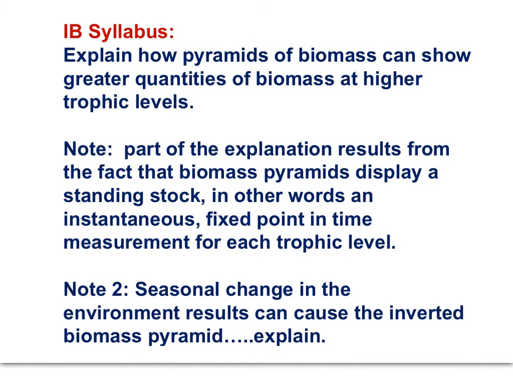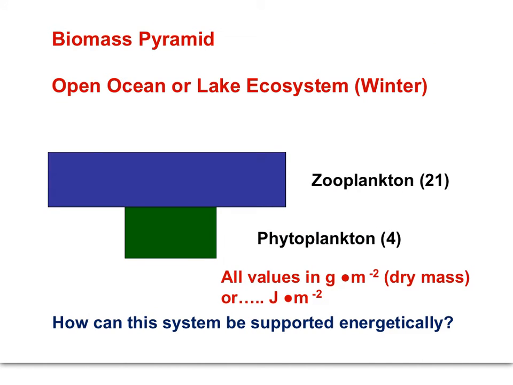Let's take a look at an inverted biomass pyramid. This pyramid, a biomass pyramid, comes from an ocean or lake. Lake or ocean systems are the only systems in which biomass pyramids might be inverted, as can be seen here, displaying greater quantities of biomass at higher trophic levels.